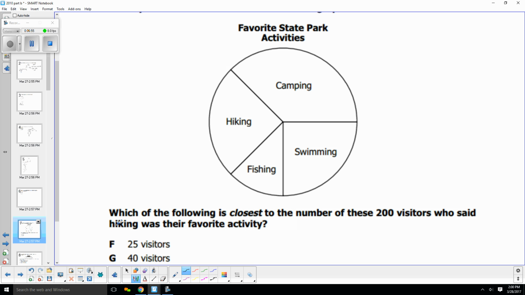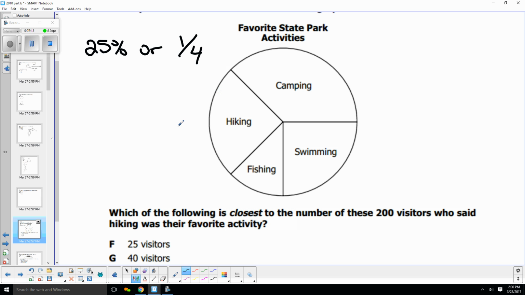40%? Anybody else? 50%? Anything else? Oh, 50 people. Well, what percent of that circle likes hiking, though? 25%. Or 1/4 of the circle. Would y'all agree with that?